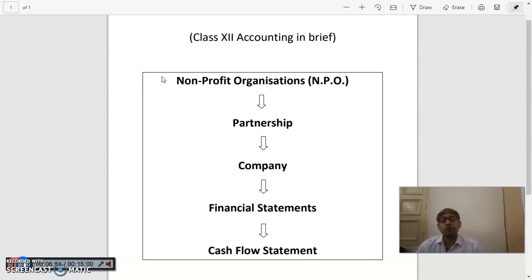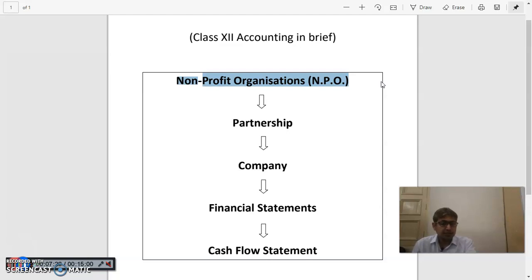So the first step is non-profit organizations, which we call NPO. We'll be doing all kinds of business activity, but in a non-business manner. Means we will not be profit oriented, we will not be money oriented, we'll simply be providing services and facilities to the people. So what is included in non-profit organizations? Like there is a school, which provides basic services of education to the students, to the children.